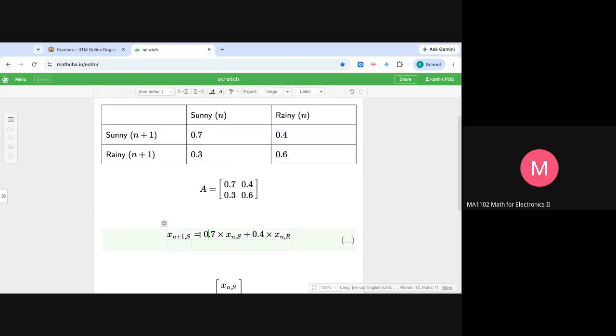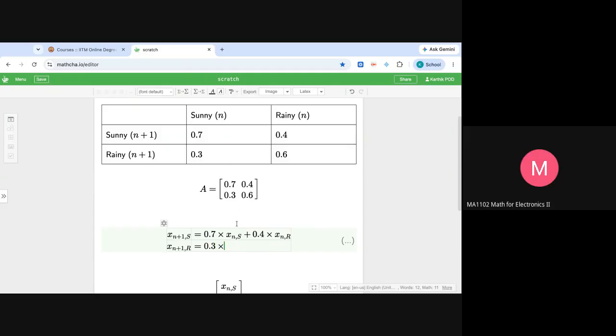So what we are looking at is this xn plus one s and xn plus one r, right? So those two should ideally add up to one. So this is 0.3. I mean these are not mutually exclusive. Okay, standard probability doesn't apply in that sense.